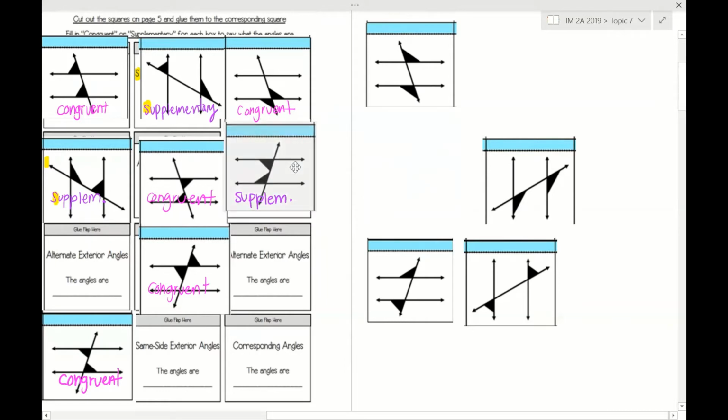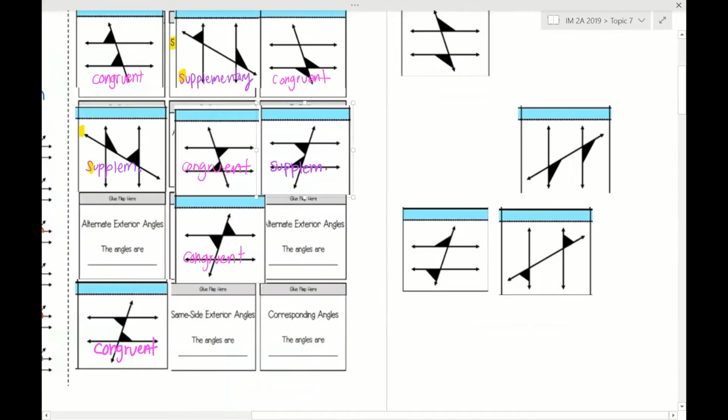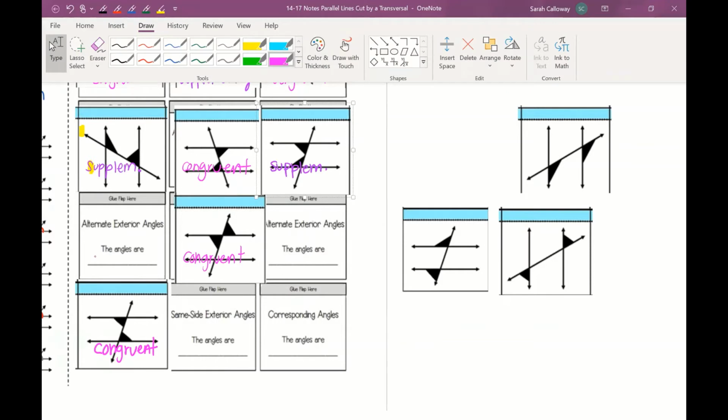And again, remember the idea here is that you can kind of quiz yourself with what the vocab is. So looking at the diagrams and identifying which type of angle pair you have on this once we're finished with all of this and it's glued in your notebook. So then for our next two, actually, if we look at those, they're alternate and exterior angles. Alternate exterior angles are always congruent. So I'm going to fill in congruent for both of those.